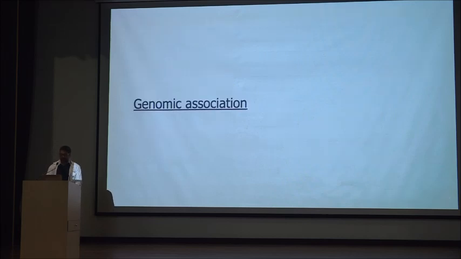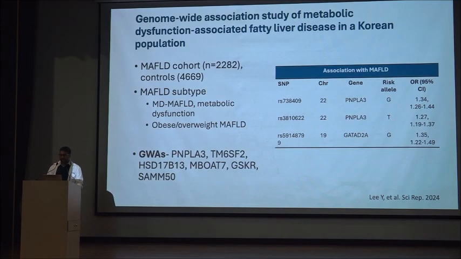This also brings us to the genomic association of MAFLD in large population-based studies, how the genetic association is there. And this is important before we move into machine learning or AI and the large studies. So, a genome-wide association of metabolic dysfunction in a Korean population of MAFLD, of around 2,282 patients and a control group. MAFLD was subdivided into metabolic dysfunction MAFLD and obese or overweight MAFLD.